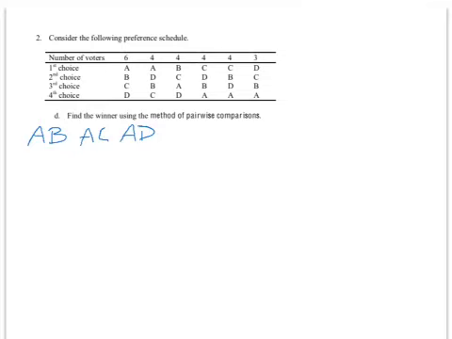Now that takes care of all of A's matchups. So now I'm going to work on candidate B's matchups. But I've already matched candidate B against candidate A, so I'm going to start with B against C, and then do B against D. And now I move on to candidate C's matchups, but I've already matched candidate C against candidate A and against candidate B, so I just have to do candidate C against candidate D. So those are all my head-to-head matchups. Now I'm going to look through the preference schedule and determine who would win these head-to-head matchups.